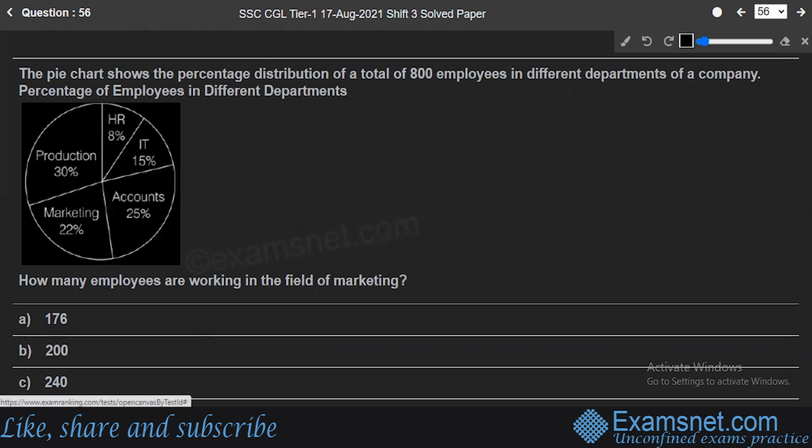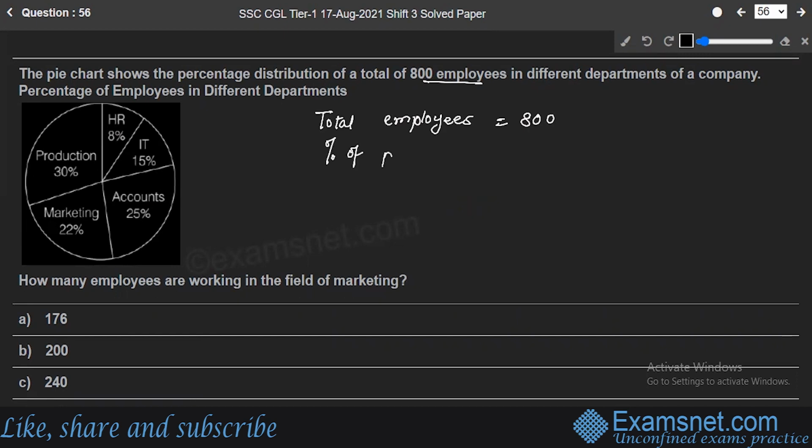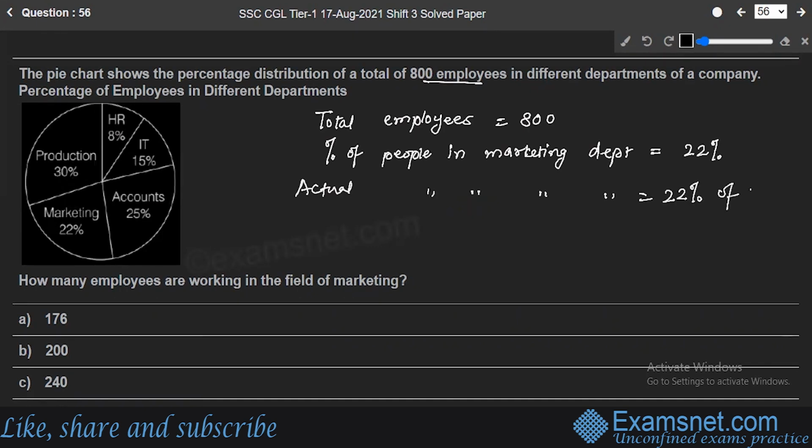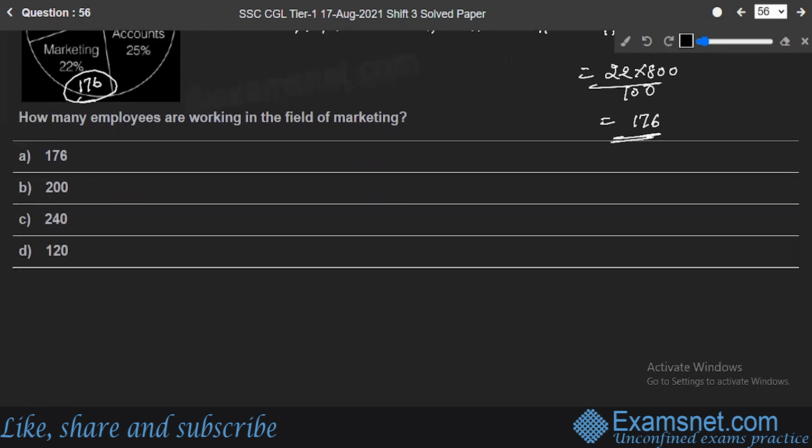This is a pretty easy question, right? You are given the total employees. First of all, let's write down total employees is 800. How many employees are there in the marketing department? So the percentage of people in the marketing department is equal to 22%. Actual people in the marketing department is 22% of 800, which will be equal to 22 into 800 upon 100, which will be 176. So 176 employees are working in the marketing department, and option A is the correct answer to our question.